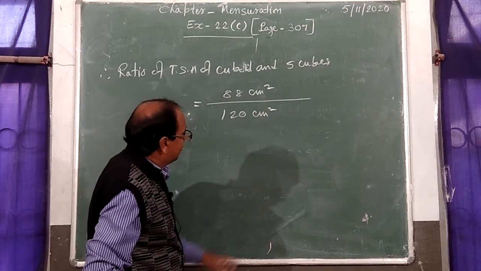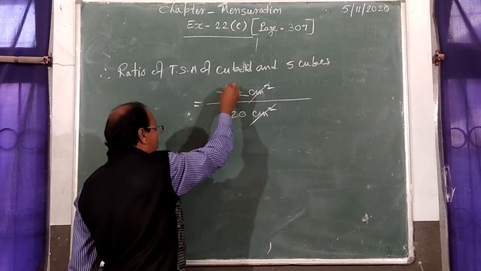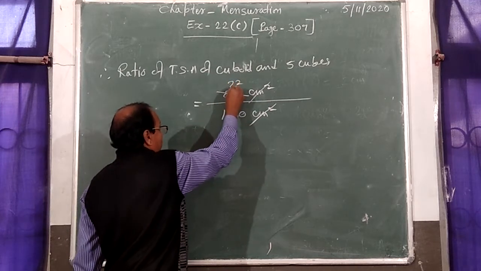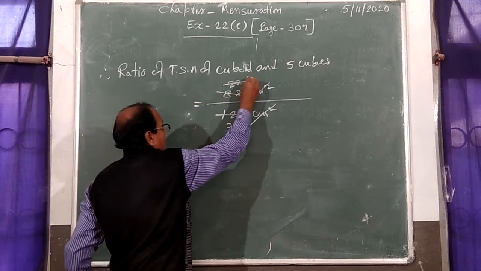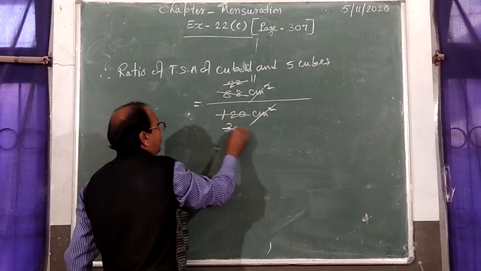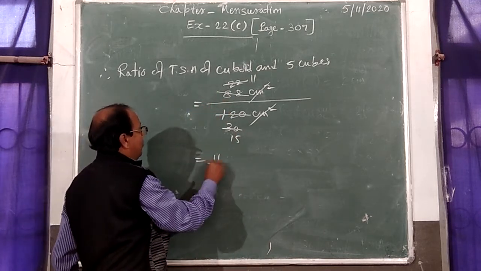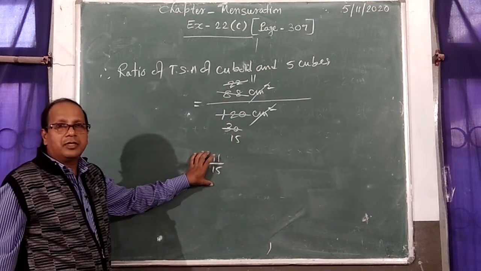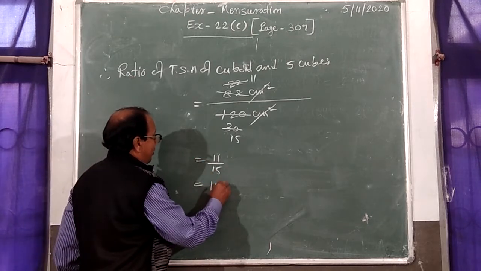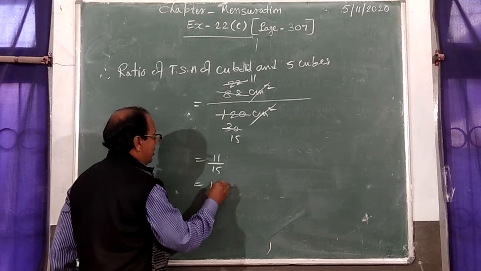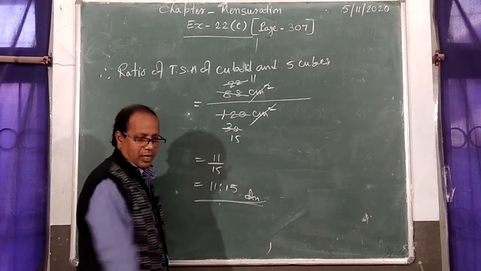Yes, we are correct. Cut by 4: 22 and 30. Still you can cut 2 by 2: 11 and 15. After that we cannot cut, so it is 11 by 15. You cannot keep it in fraction form; you have to go for ratio form. So here 11 is to 15. This is your answer, right?